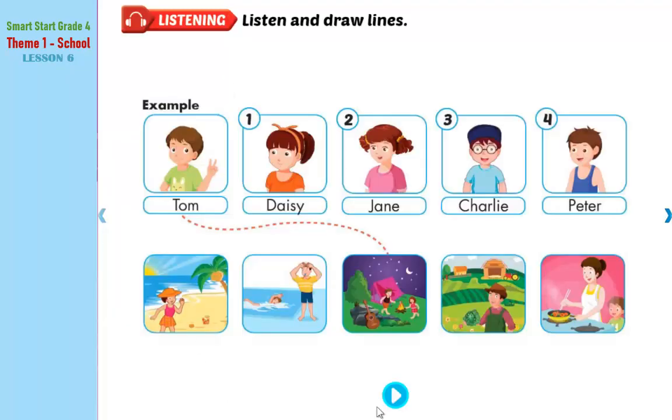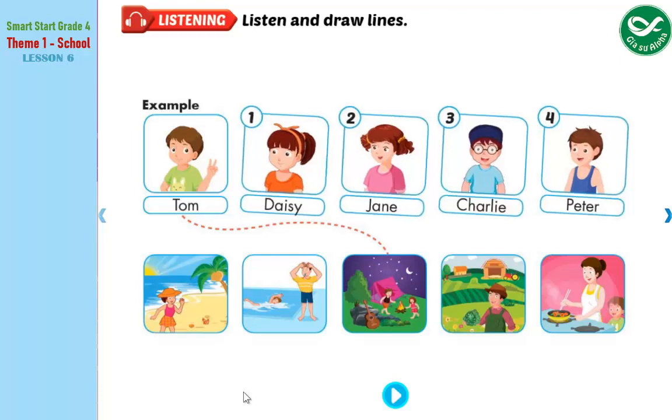Listening. Listen and draw lines. Look at the pictures. Listen. There is one example. What did you do in the summer, Tom? I went camping. Camping? Yes, that's right. Can you see the line? This is an example. Now listen and draw lines.